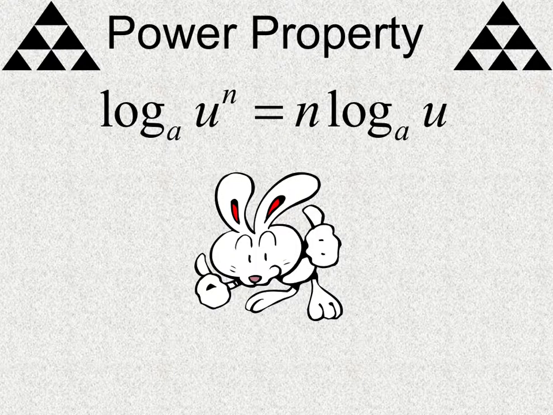Okay, let's talk about the power property. And let's look at some examples of this. The power property says if I have the argument raised to the nth power, I can bring that exponent to the front and multiply that to the log of u to the power of 1, and that is equal to the same thing.